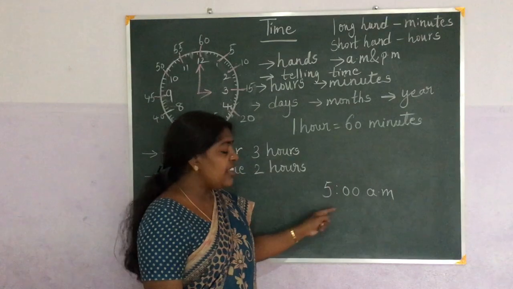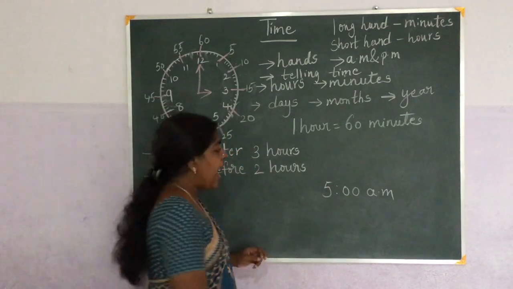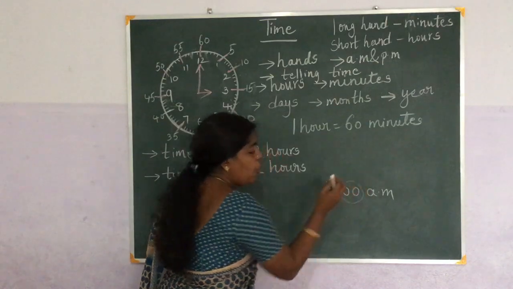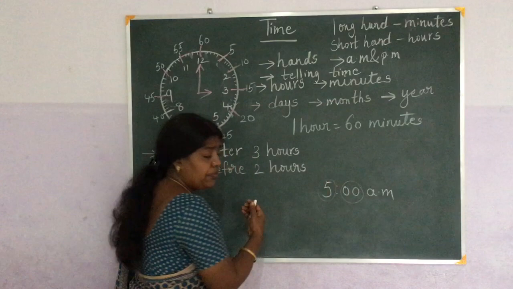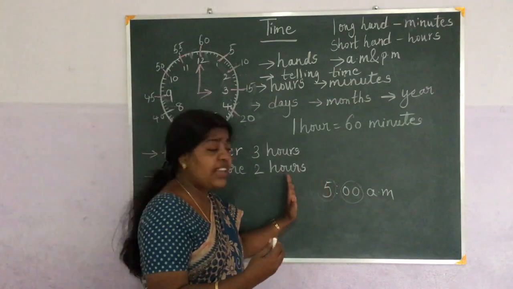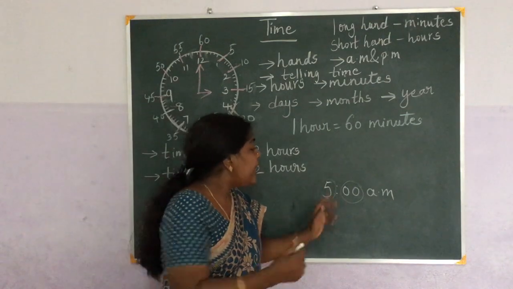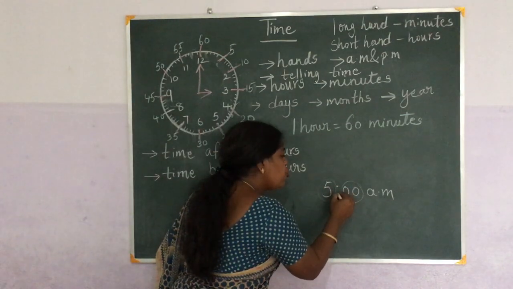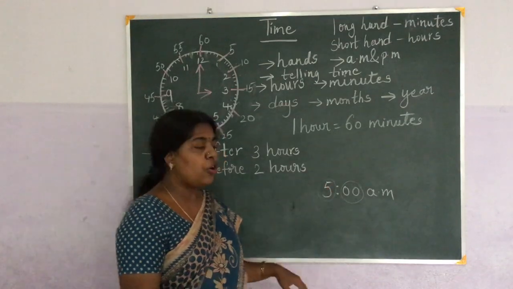And you have to observe one thing. The time is divided by 2 dots. The last 2 digits are minutes and this side are hours. The hours and minutes are separated by 2 dots.